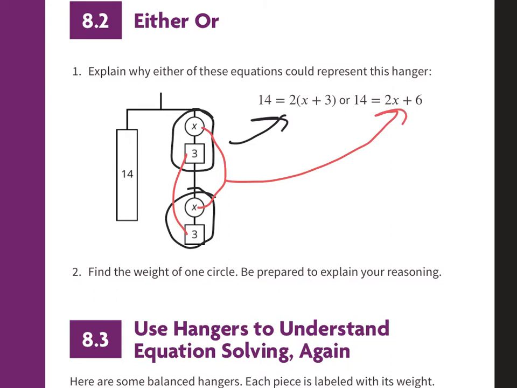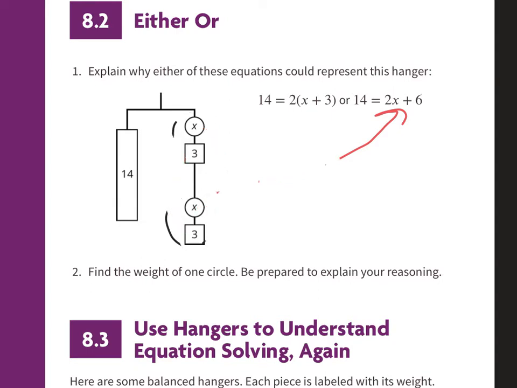Find the weight of the circle. Well, we can divide this up. Hangers are just another visual representation that help us solve these problems. So let me go ahead and erase some of this. Okay, all right. So if we notice, we have the same groups twice, right? We have 2 groups, x plus 3 on the top and x plus 3 on the bottom.